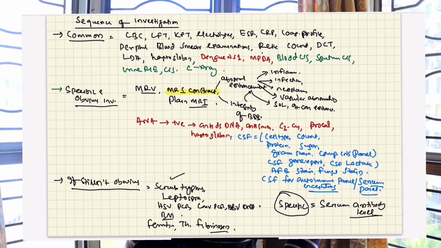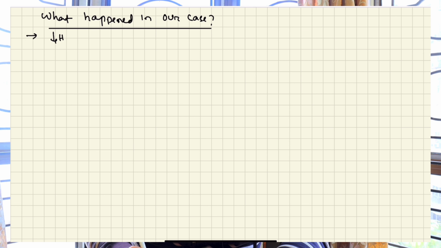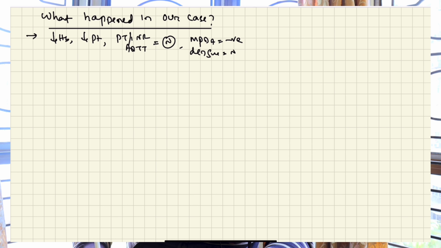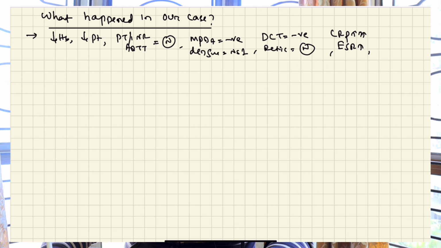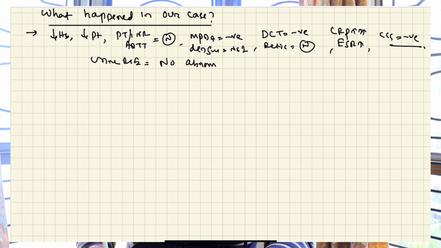So now let's see what happened to our patient. The patient had decreased hemoglobin and decreased platelets on CBC. On coagulation profile, only the platelet count was decreased; PT-INR and APTT were normal. MPDA negative, dengue NS1 negative. DCT was negative, retic count normal, CRP raised, ESR raised. All the cultures are negative as of now. Urinary, no abnormality detected. But in the peripheral blood smear, we found a schistocyte.